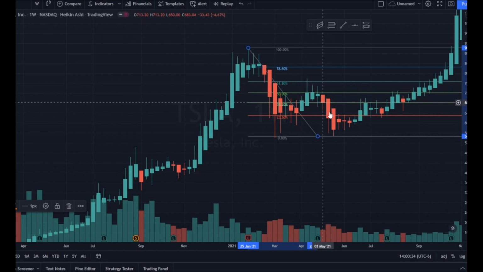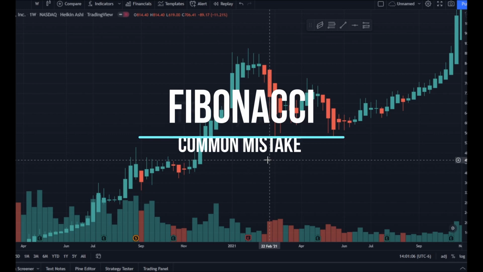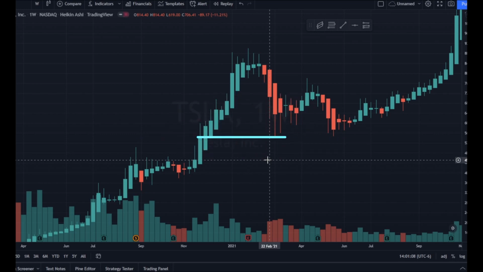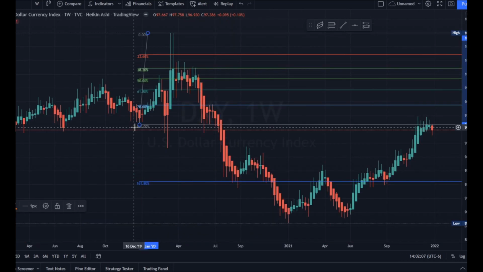So this is almost 200 points that a shorter could have made if they were shorting the stock just using the Fibonacci retracement. So what is a common mistake of using the Fibonacci retracement? One common mistake is using the Fibonacci retracement by itself.